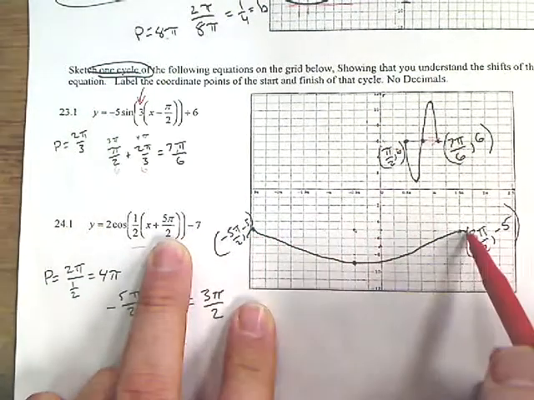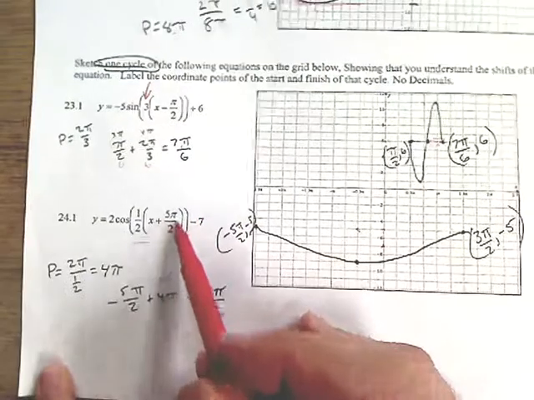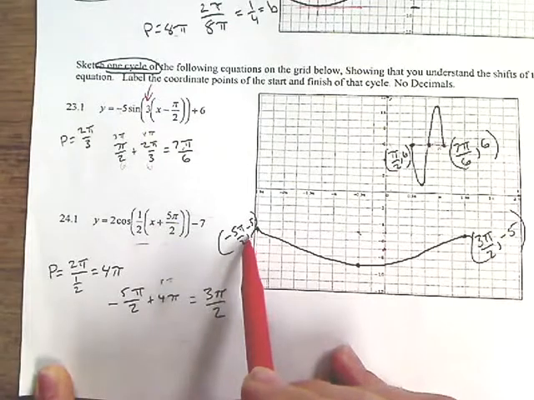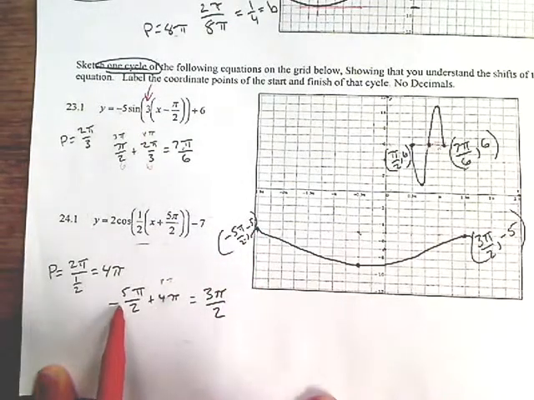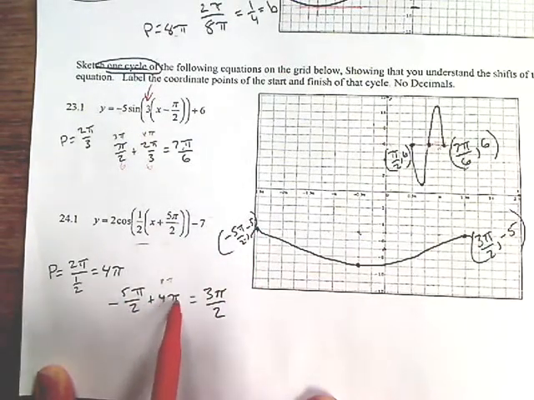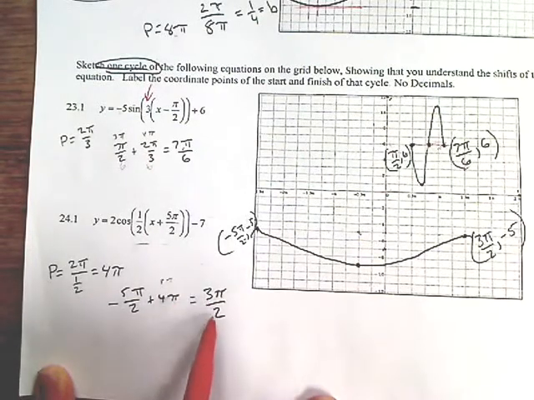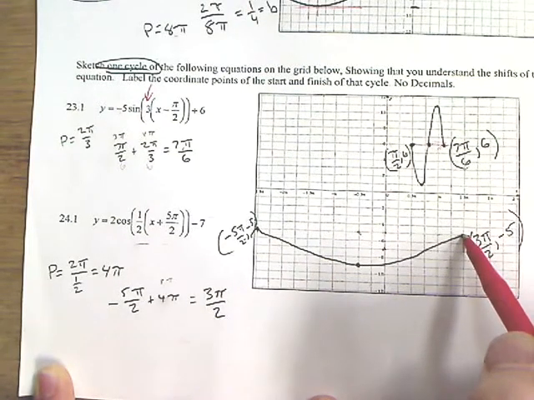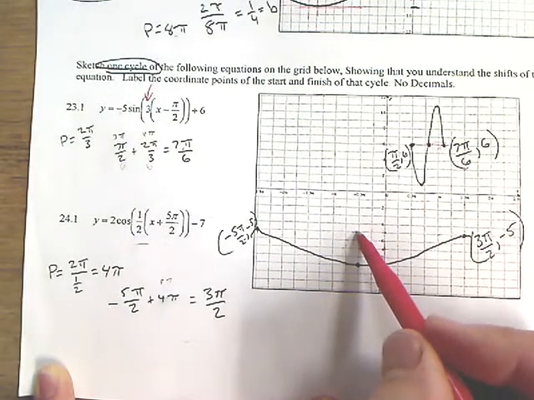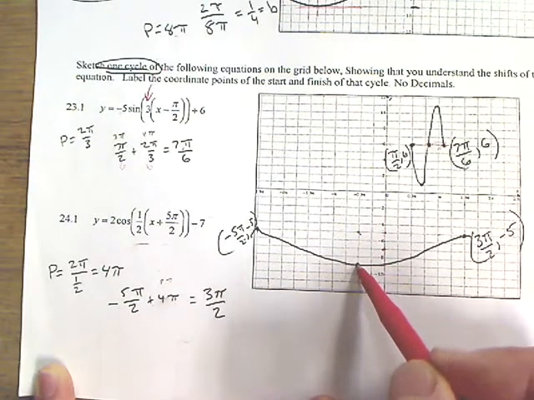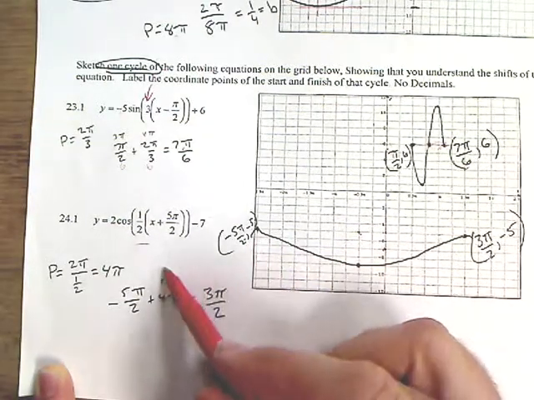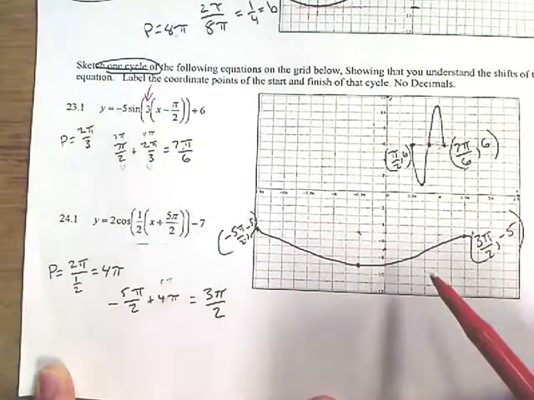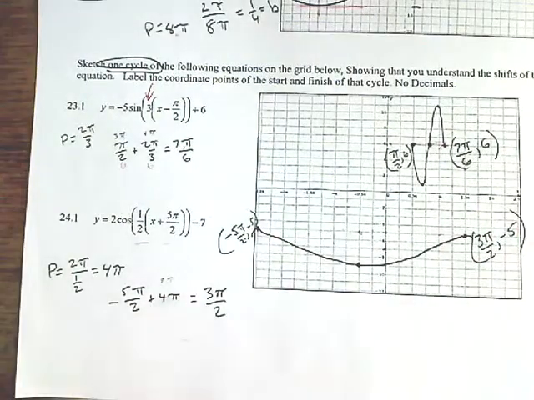Now I have to go the period over. The period is just 2 pi over the B value. So that's 4 pi. So I have to add 4 pi to this guy. So -5 pi over 2 plus 4 pi gives me 3 pi over 2. Run across over here, put my dot, right smack in the middle. It's going to go down 2 to the middle, and then 2 more to go to the minimum. So it goes woo, and it goes on forever. This is just one little cycle of it. Just like that one. It goes on forever and ever and ever and ever.